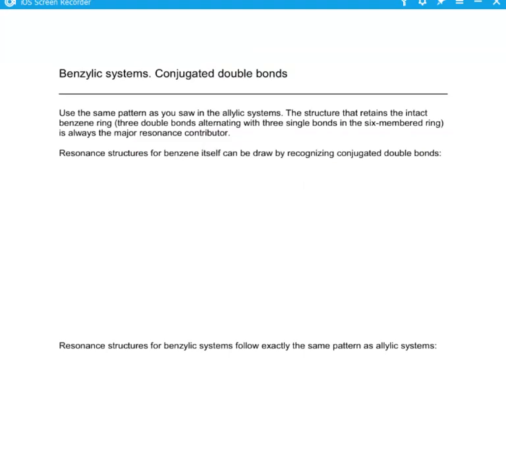You may or may not be pleased to know that a benzylic system is really just an extension of an allyl system, the way that we think about it in terms of resonance. So let's take a look. Okay, so the first thing, here's benzene.